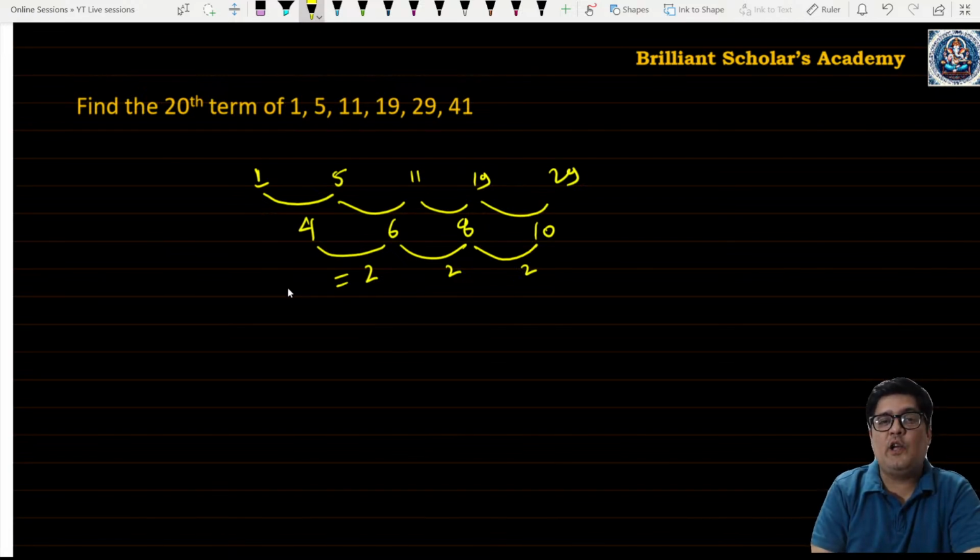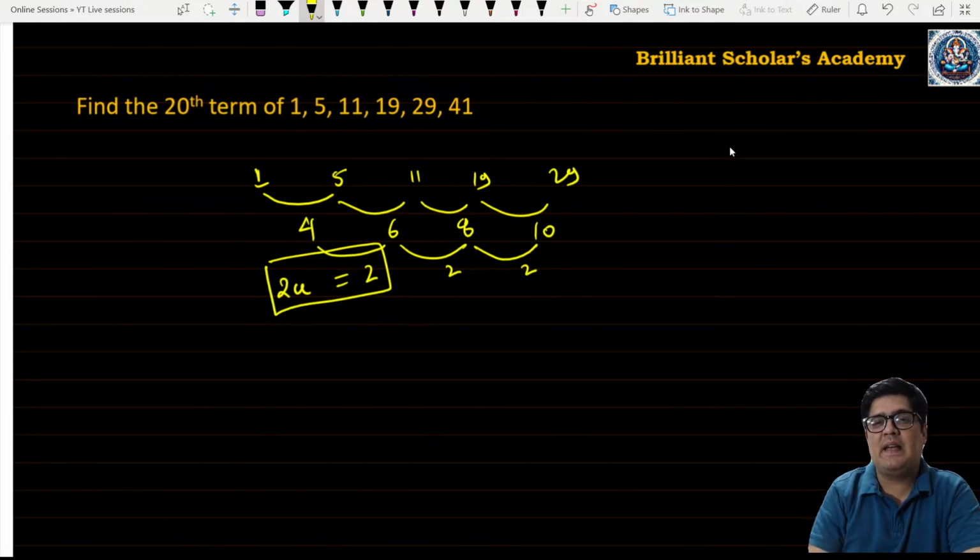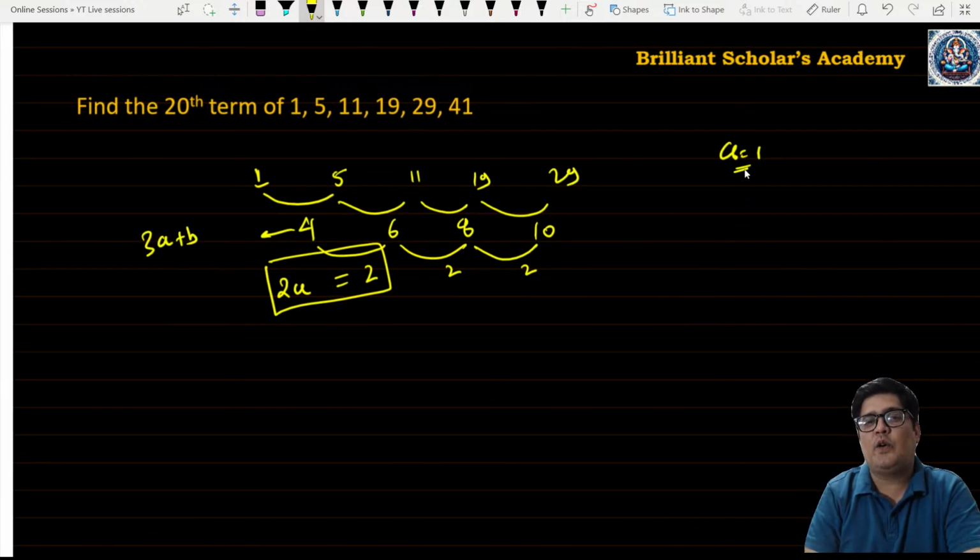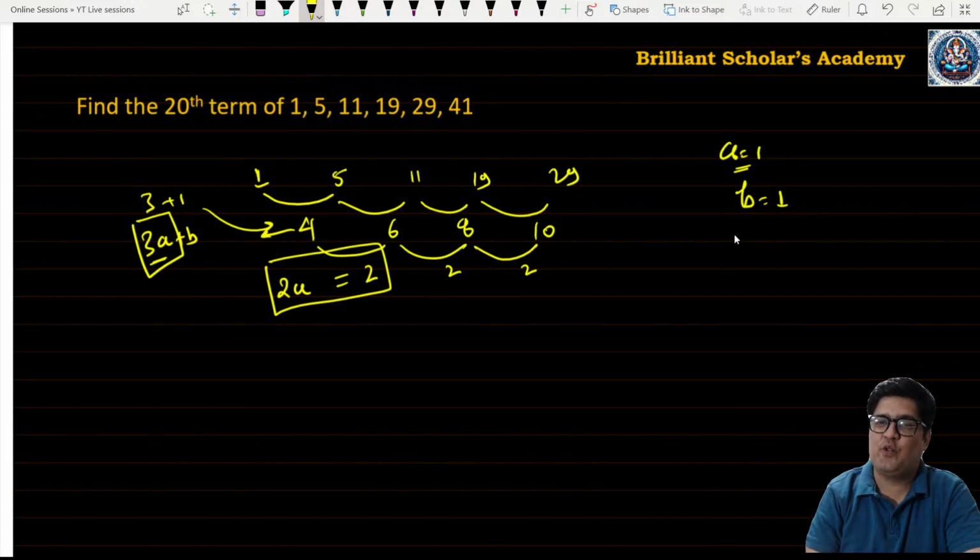Now you know this value will be 2a. This value is always 2a. That gives me a is equal to 1. This value is always 3a plus b. Always. And a is equal to 1, so this is 3 itself. 3 plus 1 is equal to 4. That makes b is equal to 1 as well.